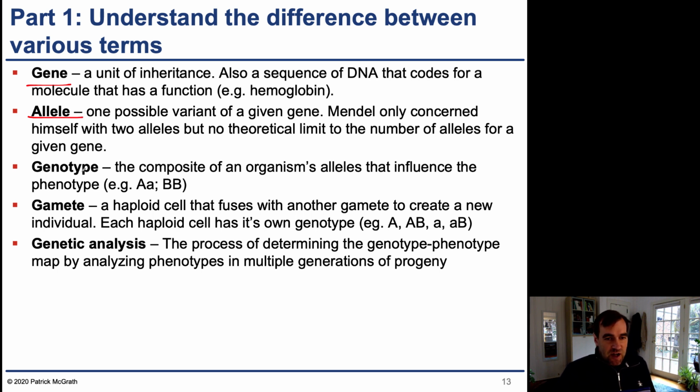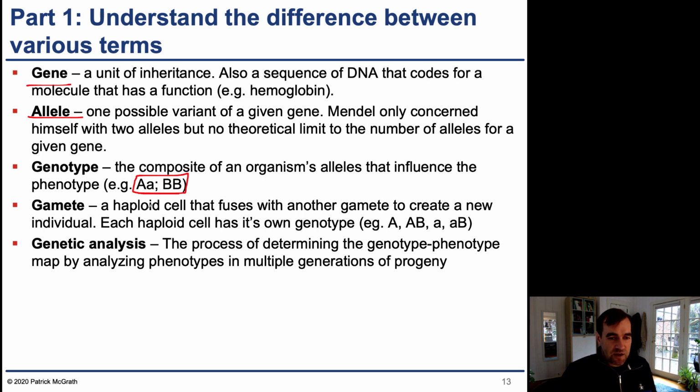A genotype is the composite of an organism's alleles that influence the phenotype. An example of a genotype is this. You can have a genotype that has 2 genes, just like a phenotype can have multiple characters. For these 2 genes, we have to specify what the 2 alleles are. So big A, little a, big B, big B. For this individual, we specify the genotype at gene A and gene B.